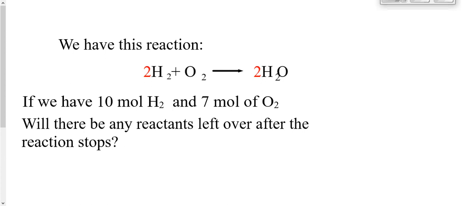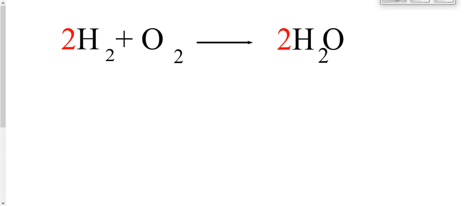Which one of those runs out first? Will there be leftovers? And how much will be left over? How do we set up this type of question? Start as always by writing out your balanced equation. This shows the minimum ratios that things will react in. Now we consider our actual starting points. We have 2 different starting points to choose from, 10 moles or 7 moles.